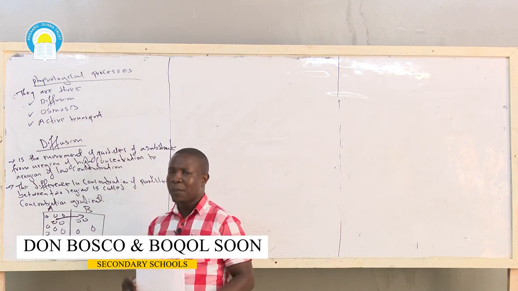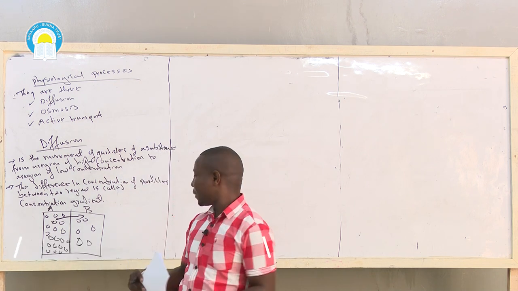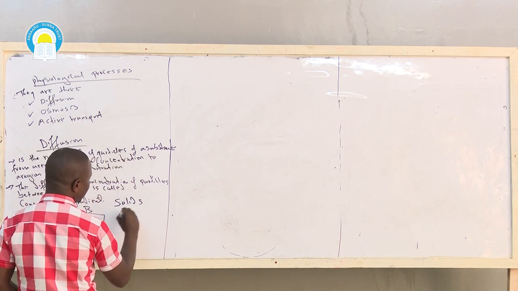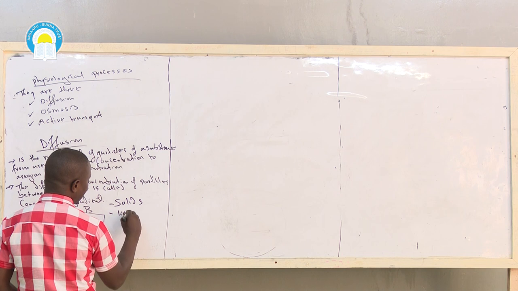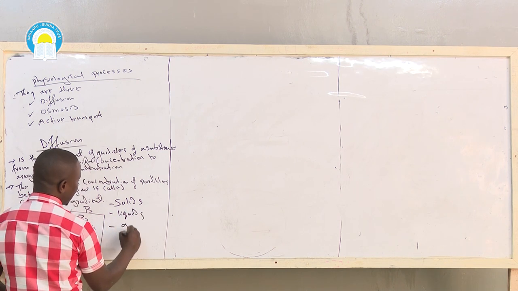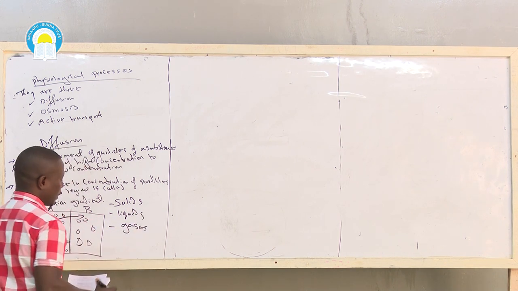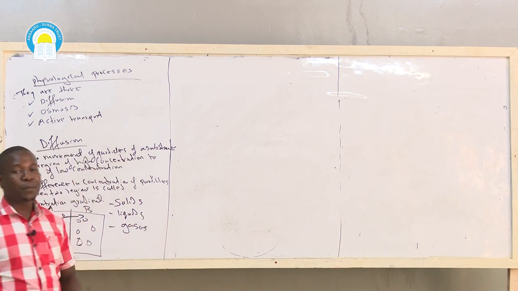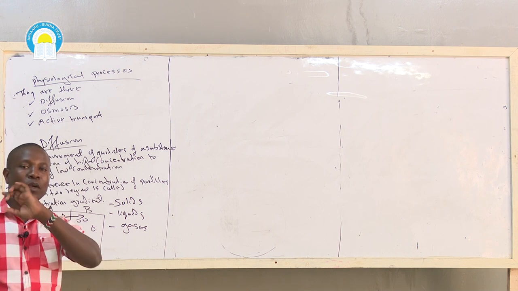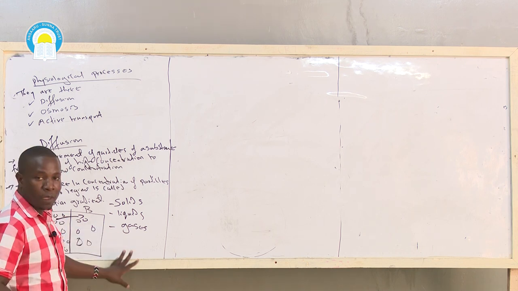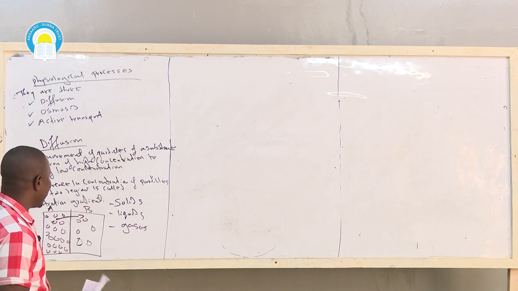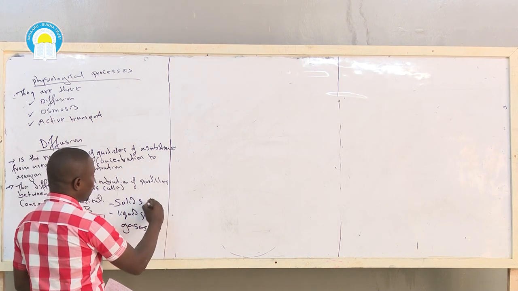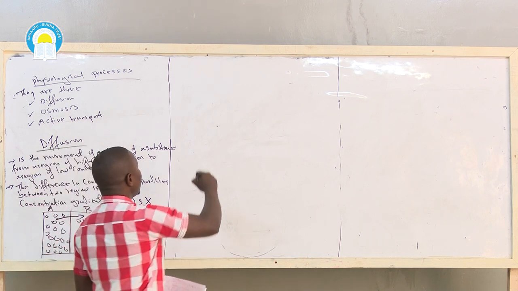We have three states of matter: solids, liquids, and gases. Under these three, diffusion can only take place in two, but not one. So, diffusion can only take place in liquids and gases, but not in what? In solids.